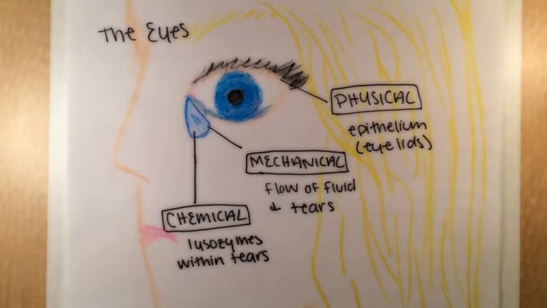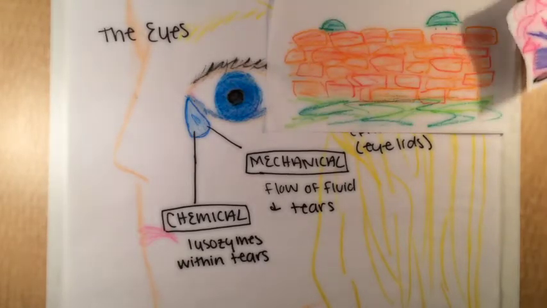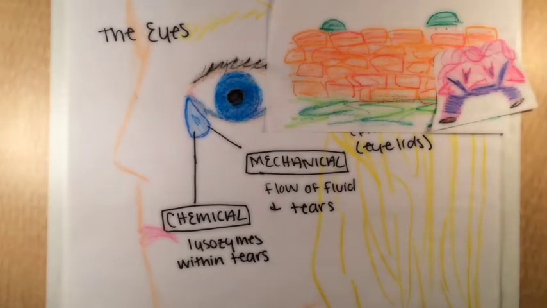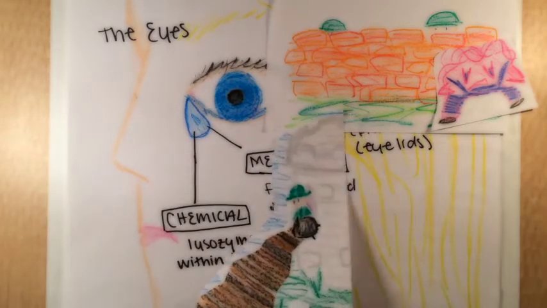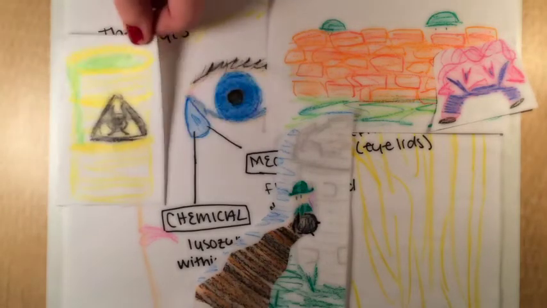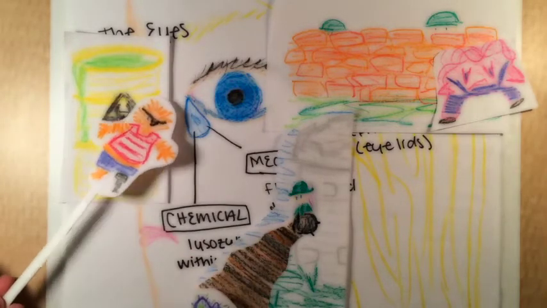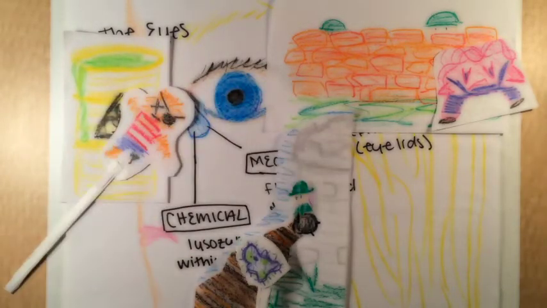Reviewing war. The brick wall represents the physical barrier. It stops enemy soldiers from infiltrating. The oil on the hill represents the mechanical barrier. The flow intercepts the enemy and allows for deportation. Finally, the toxic barrel, which is the chemical barrier, would annihilate all pathogens that come into contact with it.